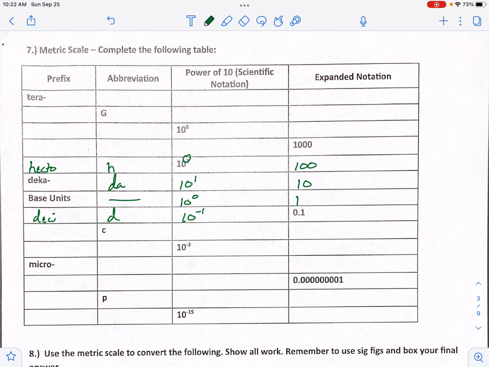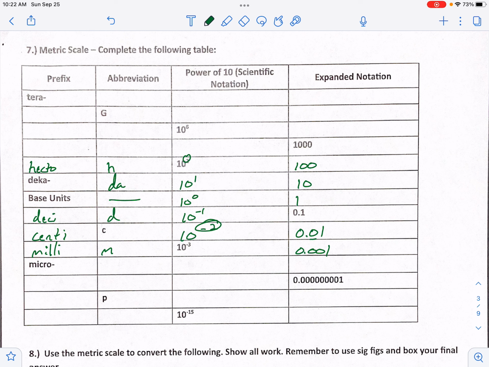So if I looked at centi, which is letter C, that's going to be 10 to the negative 2. So I'm going to take that decimal and I'm just going to add 1 zero, so that's 0.01. Okay, so do you see how my number is 2, but I only have 1 zero in between the decimal and the number? So it's always going to be 1 less. If I looked at the next one, that would be milli, which would be the lowercase m. So 10 to the negative 3, that means it's going to be 2 zeros and then a 1.